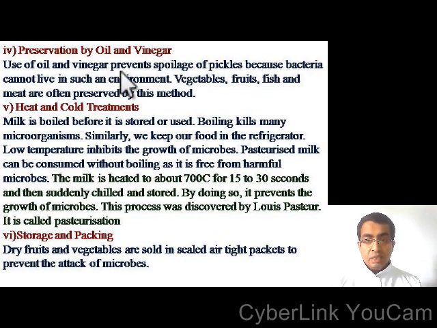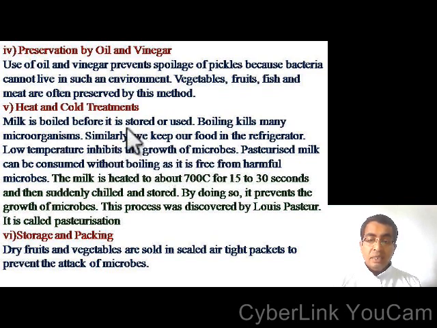Fourth method is preservation by oil and vinegar. Use of oil and vinegar prevents spoilage of pickles because bacteria cannot live in such an environment. Vegetables, fruits, fish, and meat are often preserved by this method. Fifth is heat and cold treatment. Boiling kills many microorganisms. Similarly, we keep our food in the refrigerator. Low temperature inhibits the growth of microbes.